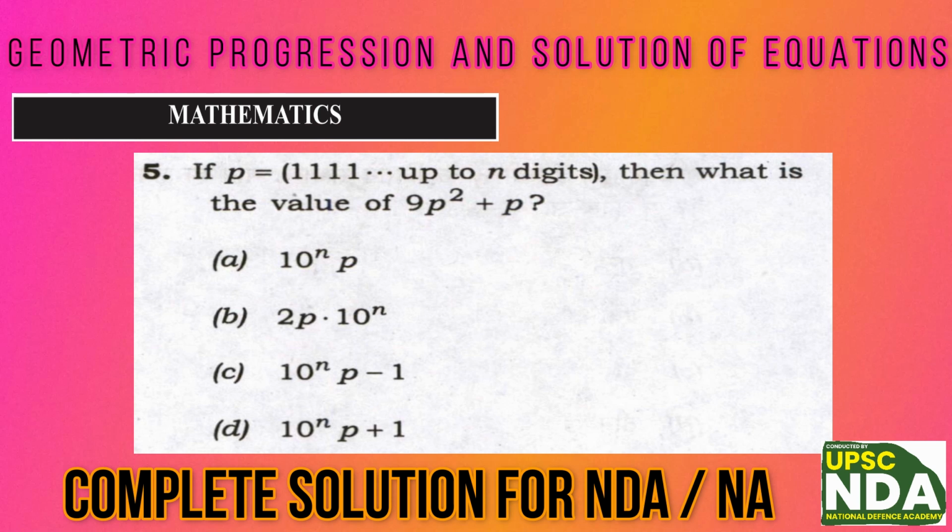Then we are given our first option, 10 raised to n p, second option 2p into 10 raised to n, third option 10 raised to n into p minus 1, fourth option 10 raised to n into p plus 1. So we have to figure out which one of the four options is correct. So let's get started with today's solution. We'll go through the detailed understanding of our solution.